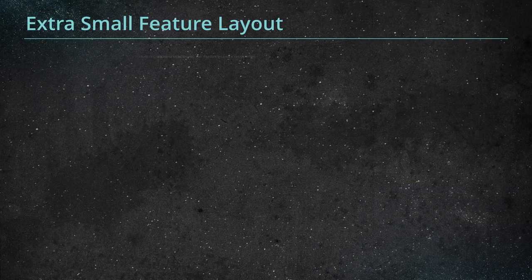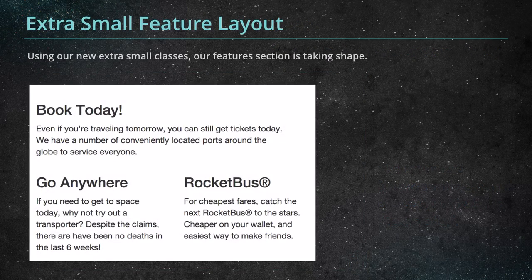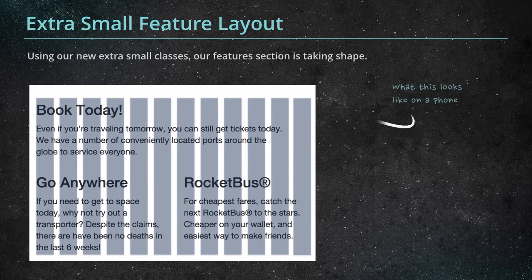If we take a look at this in an extra small device, we'll see that our Book Today element is spanning 12 columns, and also that our Go Anywhere and Rocket Bus are both spanning 6. So why is it that we were able to use 24 columns in this row rather than 12? You'll notice that Book Today is using all 12 columns like we told it to, but it's also pushed down Go Anywhere and Rocket Bus to the next available vertical space below it.